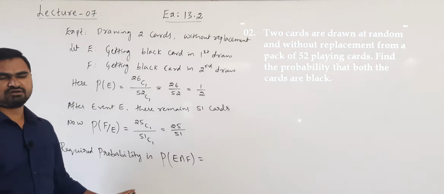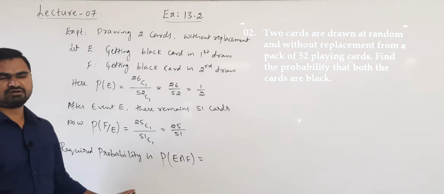It is P of E into P of F given E. By seeing the problem, we should be able to understand where we are applying the multiplication theorem, where we are applying independent events, and where we are applying conditional probability. So all the things we have to understand.